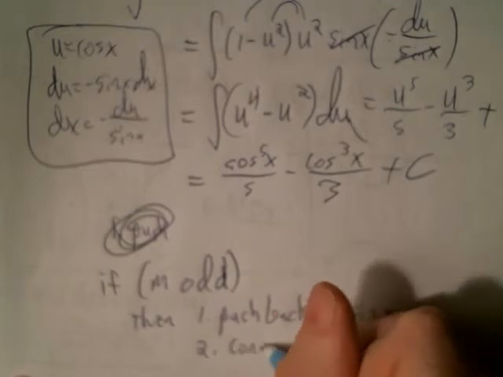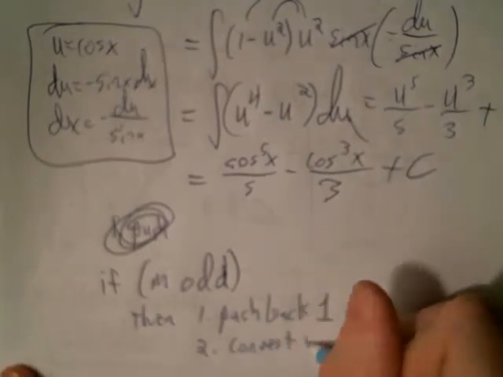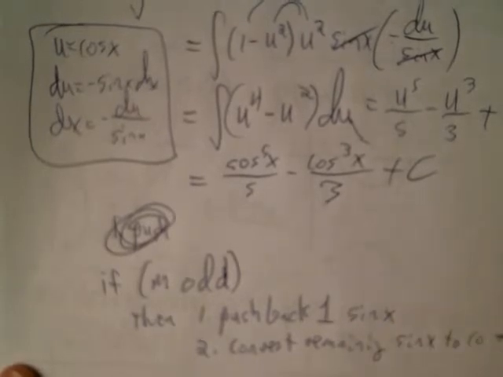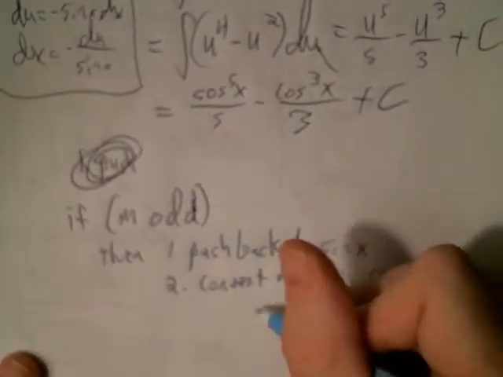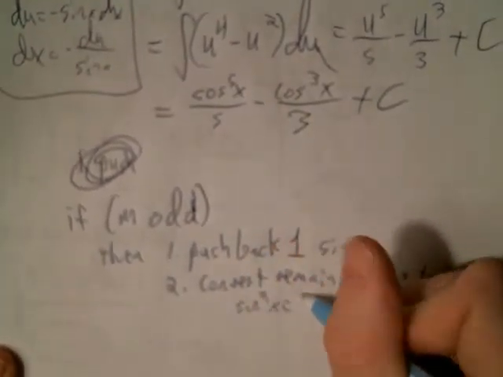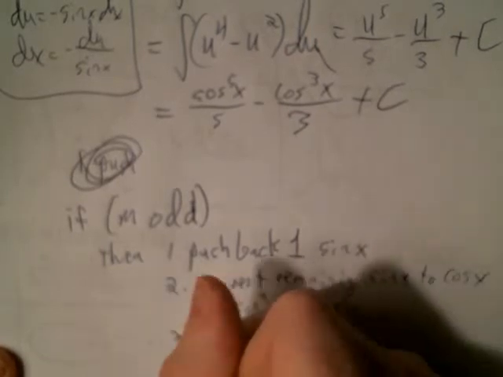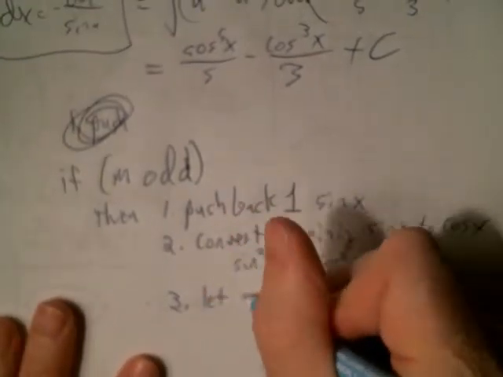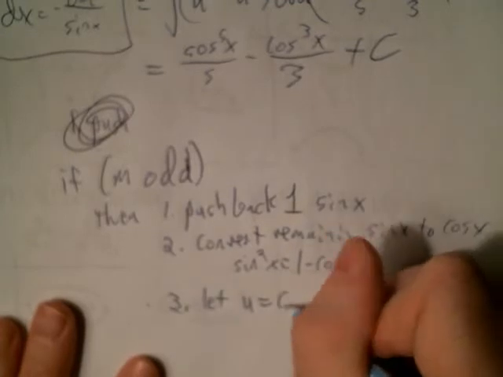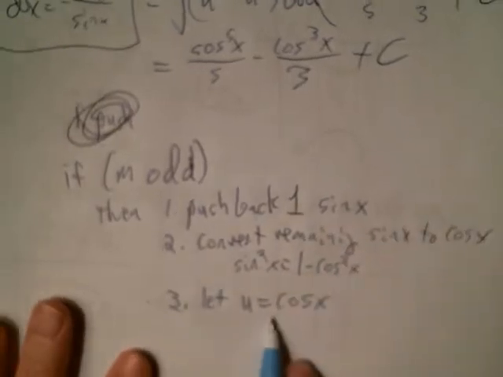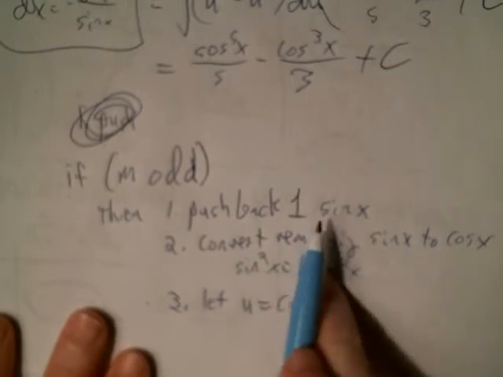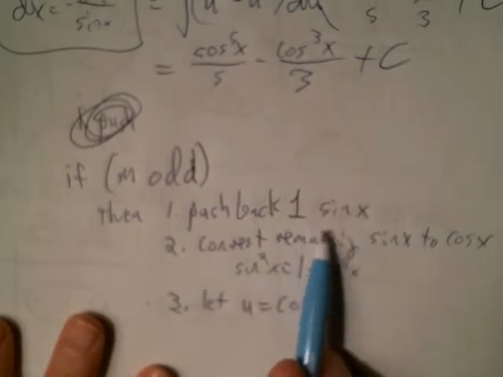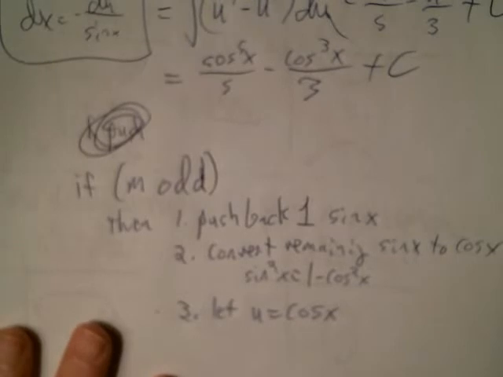Secondly, convert the remaining sine x's to cosine, and you use your Pythagorean formula to do that. So sine squared x will end up being 1 minus cosine squared x. And thirdly, let u be cosine. You want your u sub to be basically the integral of the thing you're pushing back, because once you let u equal this, the derivative will be this thing, and it'll cancel out in the substitution.